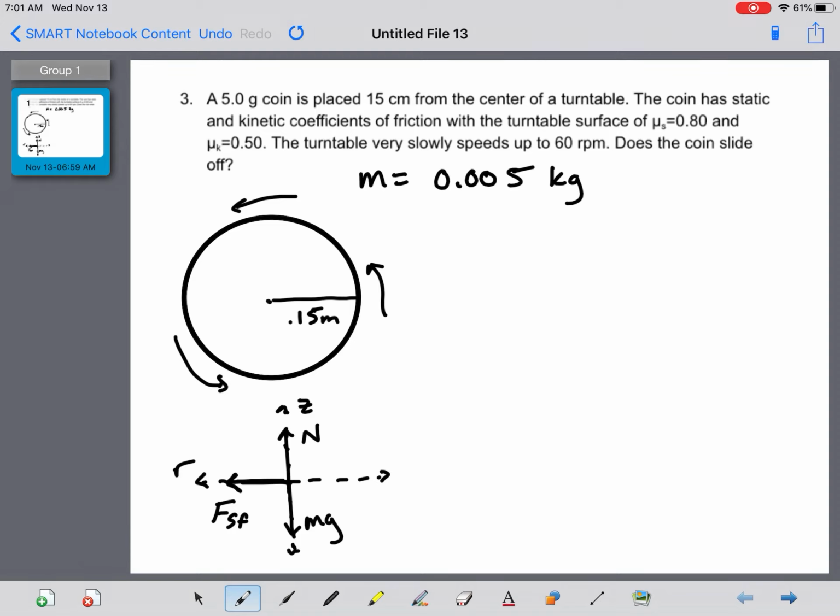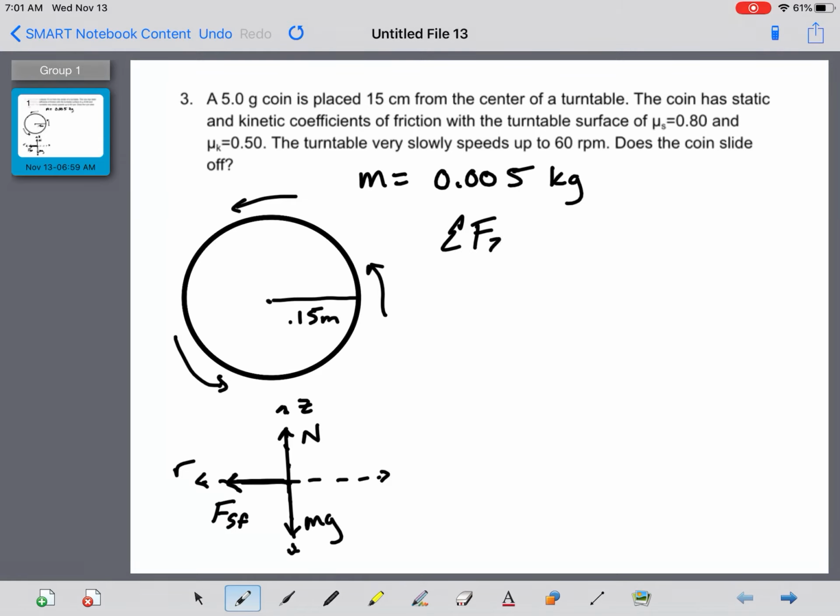That static friction isn't pointed in the tangential direction. It is pointed towards the center, because that is where the change of direction for this coin is. And so we have to have a force pointed in that direction, and in this case, it's the static friction. So let's write some equations.